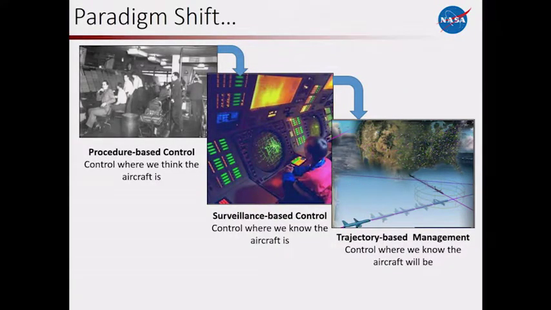Trajectory-based management, all right? So now we can actually control where we know the aircraft will be in the future. Think about the strategic planning that can occur in order to make the system more robust, more adaptable. Think about how many more airplanes you may get in the sky or land on a given runway or take off from a given runway with that strategic-based planning in mind to address the capacity concerns.